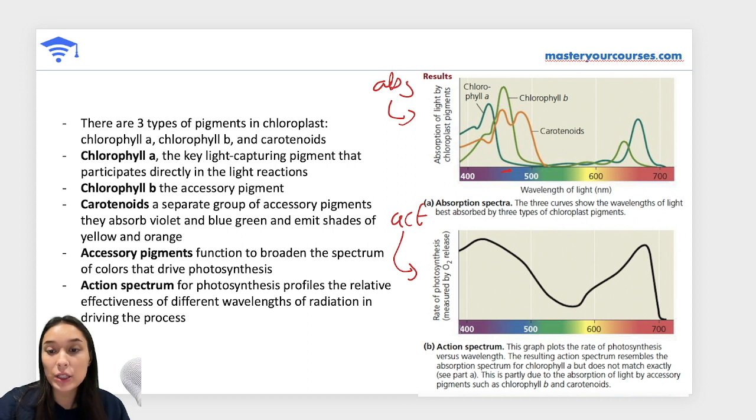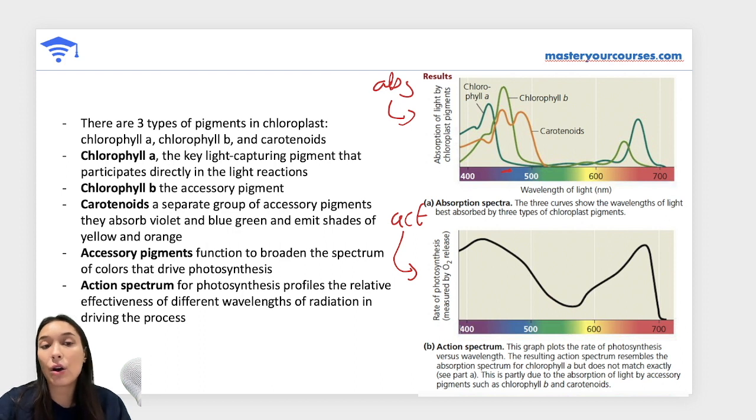Typically the absorption spectrum, if they're going to show it for an entire chloroplast, then you're going to have more than one line. The action spectrum is only going to be one line. The y-axis for the absorption spectrum is going to be absorption of light per pigment. Then the action spectrum is looking at the rate of photosynthesis. Obviously the absorption of light is related to the rate of photosynthesis. The rate of photosynthesis is just showing you the overall effect of the absorption at all of these wavelengths. And then the x-axis is the same for both of them. It's just going to be the wavelength of light.